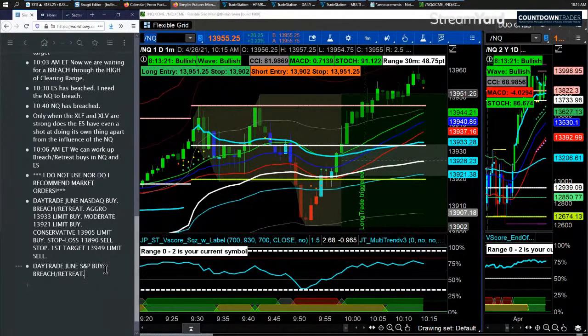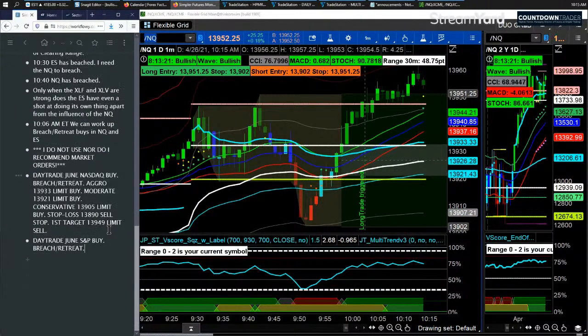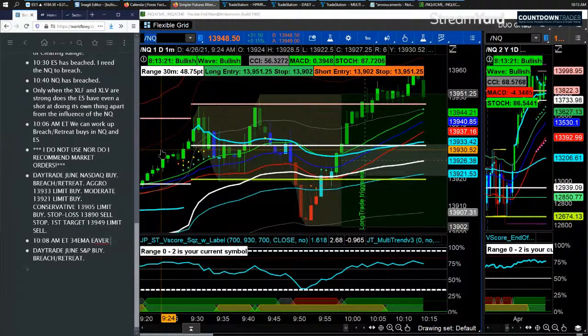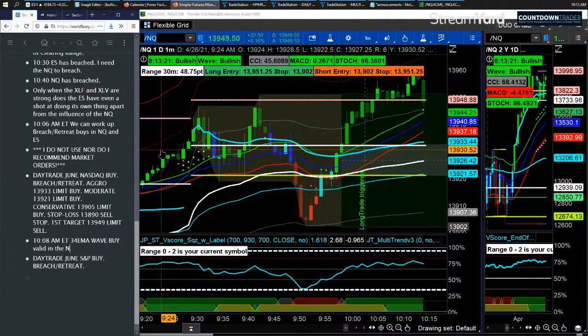All right, now for those of you that are wondering, Rod, can I buy pullbacks to the wave? Can I buy pullbacks to the wave? Yeah, as of about 10:08, that was valid. All right, 34 EMA wave buys. Valid in the NQ and valid in the ES.